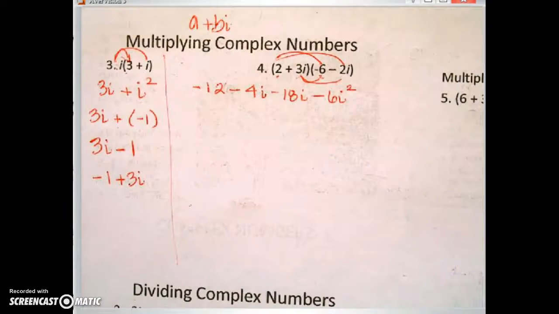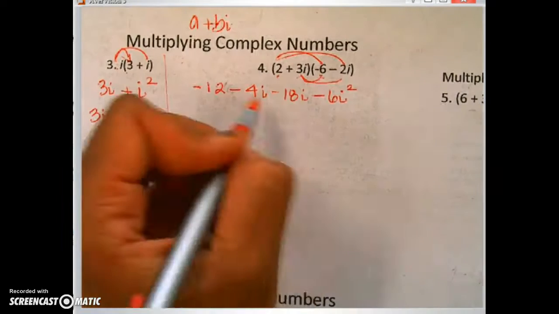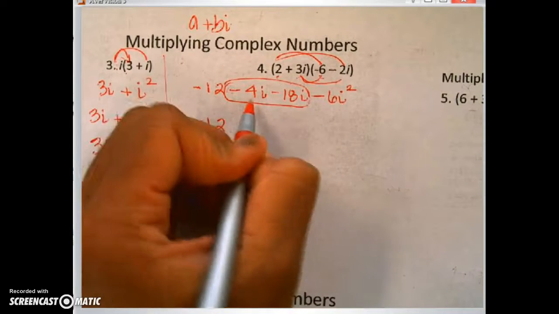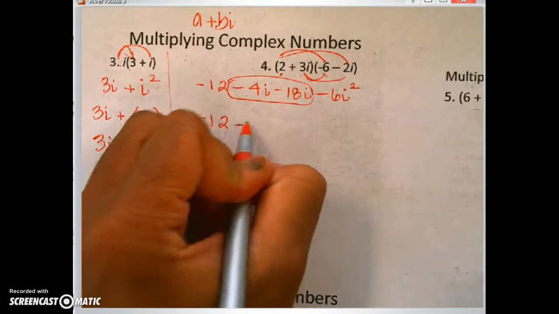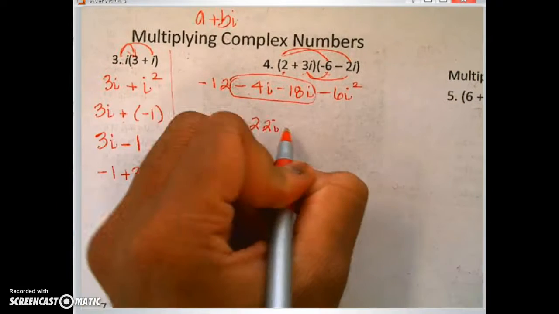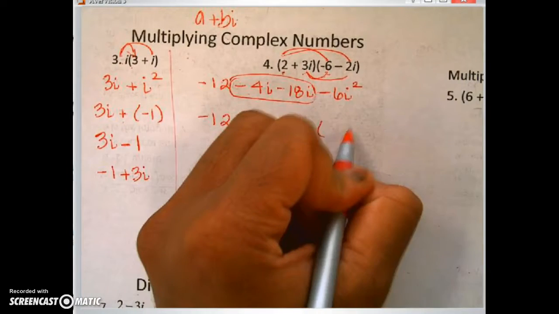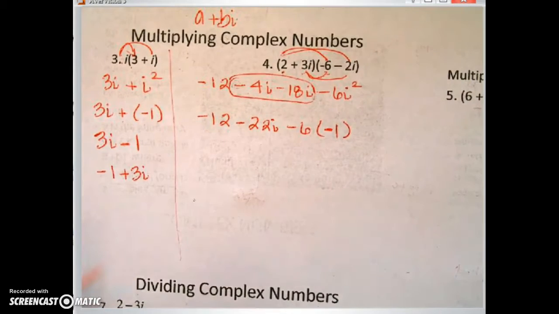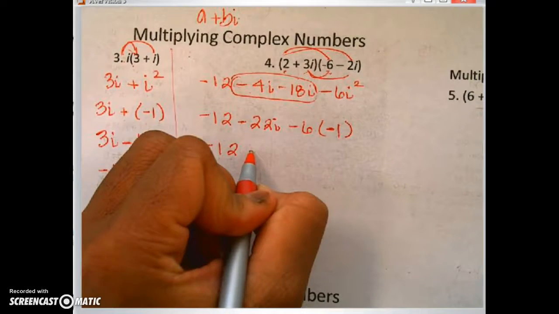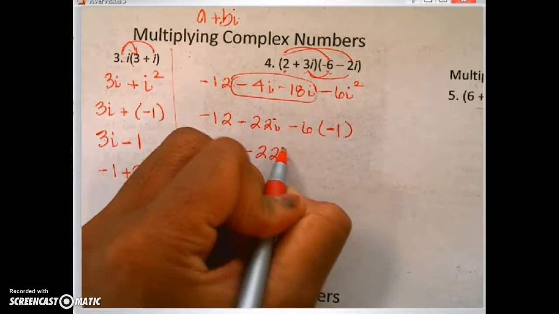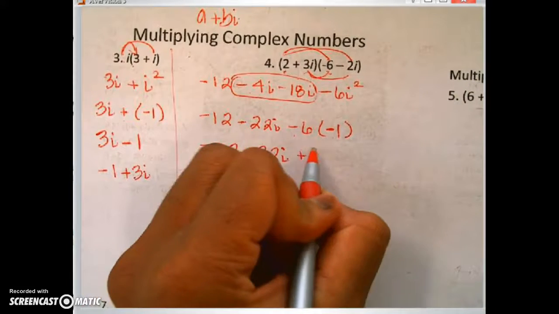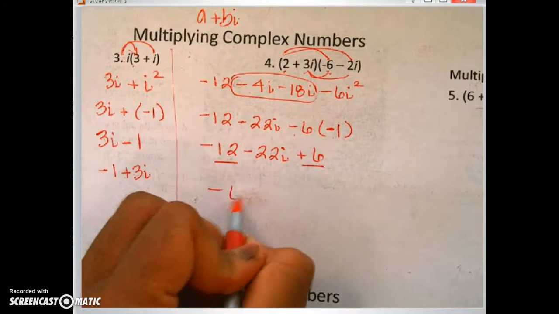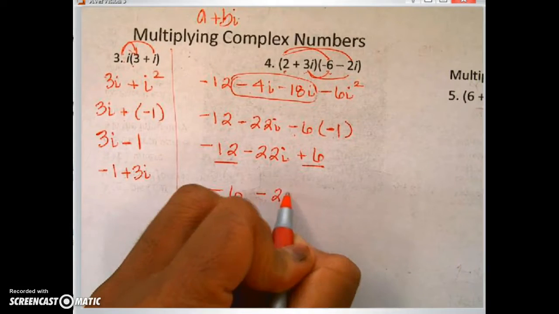Negative 6i squared. Okay, so I have like terms right here, these two imaginary parts. So I have that negative 12, and then negative 4i minus 18i is negative 22i. Minus 6, and now this i squared. Well, we know already i squared is equal to negative 1. It was one of the main things I asked you to remember. So now I have negative 12 minus 22i. Negative times a negative makes this plus 6. And then combining these two terms, because I have two real parts, I have negative 6 minus 22i.